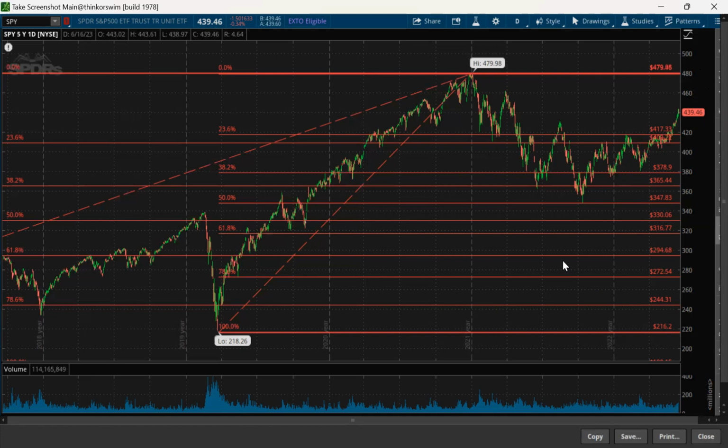So hopefully you learned something, a little bit more detail on why I was saying that the major support level for the S&P 500 is 330. The 330 is the 50% retracement from the 2015 fib sequence, and the 347 was the 50% retracement off of the COVID fib sequence. And why I was saying that around the 420 mark was a major resistance level, and if that breaks, then you will be able to say this is now a bull market.